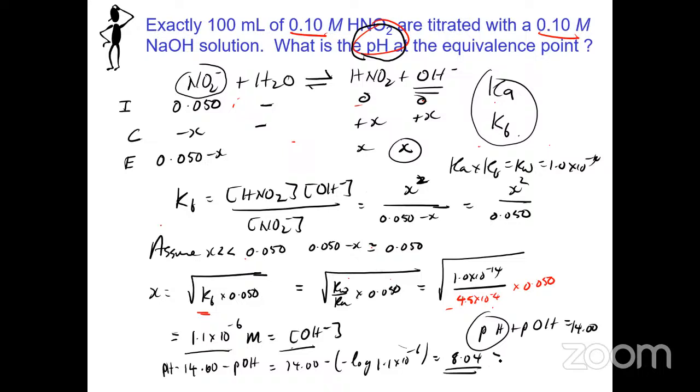Which is above 7, as I predicted. The pH would be above 7 because the hydrolysis of the nitrite ion produces hydroxide ions. All right. Any questions about this particular example? Any questions?